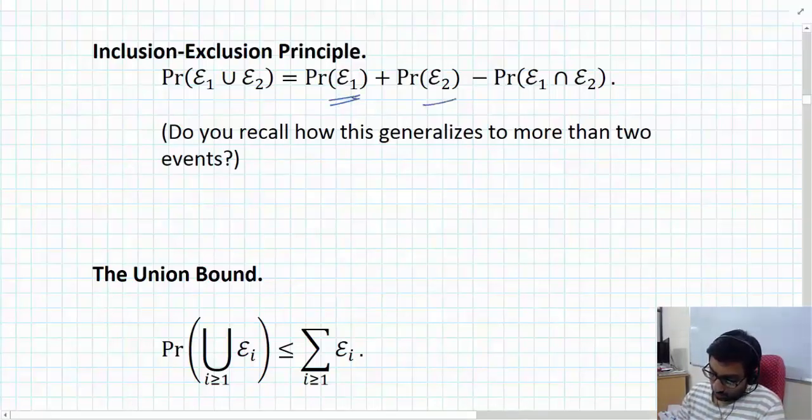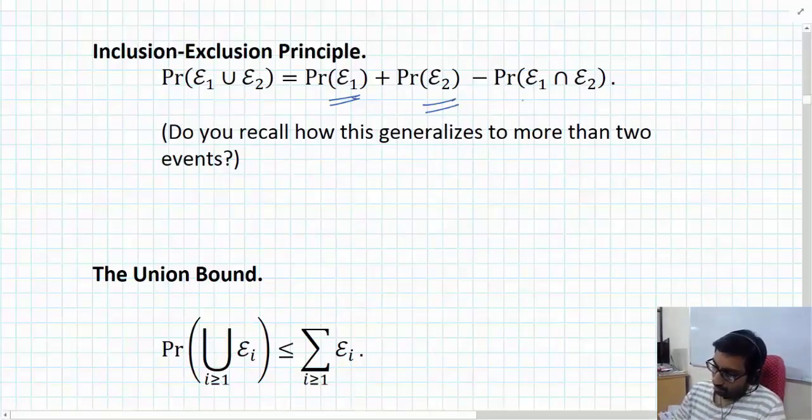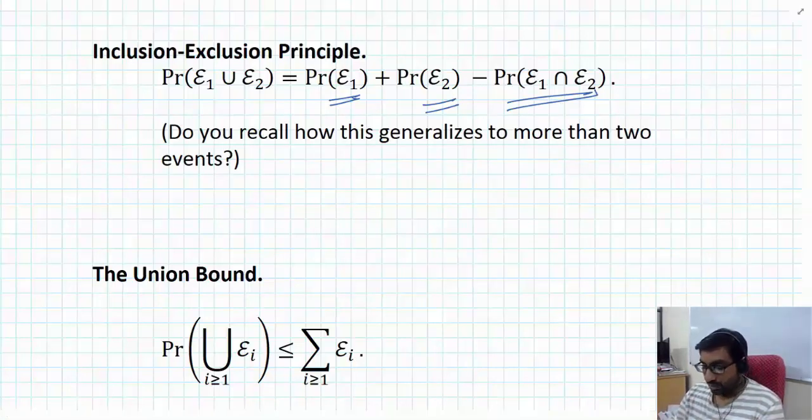of E2 by itself. But then we've done a little bit of overcounting, so we have to do a small correction, and so we have to subtract out the probability of their intersection. This is the classic inclusion-exclusion principle, and I'm sure you've seen this in the context of set theory, and it shows up here in probability theory as well, of course.